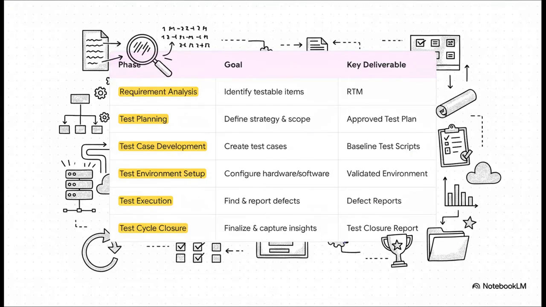What's really neat is that every single phase has a crystal clear goal and a tangible output, something we call a deliverable. So for example, in requirement analysis, the whole point is to figure out what's testable, the deliverable, or requirement traceability matrix. Fast forward to test execution, the goal there is to find bugs, and the deliverable is a stack of defect reports. This structure makes sure every single step has a clear purpose and a real outcome.